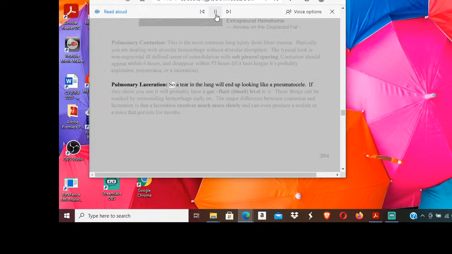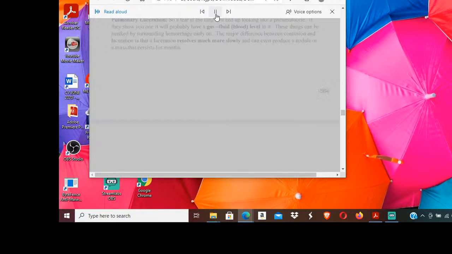Pulmonary laceration, so a tear in the lung, will end up looking like a pneumatocele. If they show you one, it will probably have a gas-fluid, blood, level in it. These things can be masked by surrounding hemorrhage early on. The major difference between contusion and laceration is that a laceration resolves much more slowly and can even produce a nodule or a mass that persists for months.